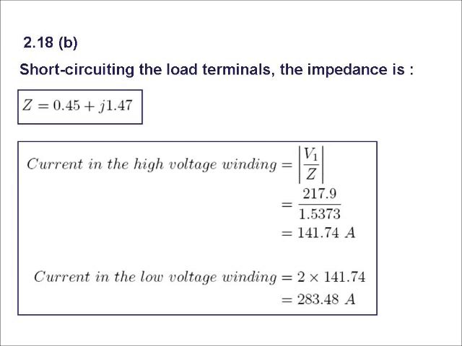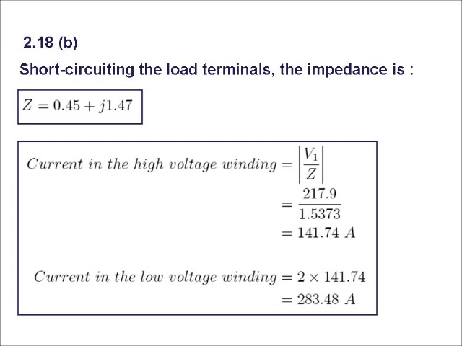Z is that. You can find the magnitude of Z, the square root of the real part squared plus the imaginary part squared. So this is 217.9 divided by 1.5373. The current in the high voltage winding is 141.74 amps. In order to find the current in the low voltage winding, we can multiply by 2, which is the turns ratio, okay? The inverse of the turns ratio, actually.